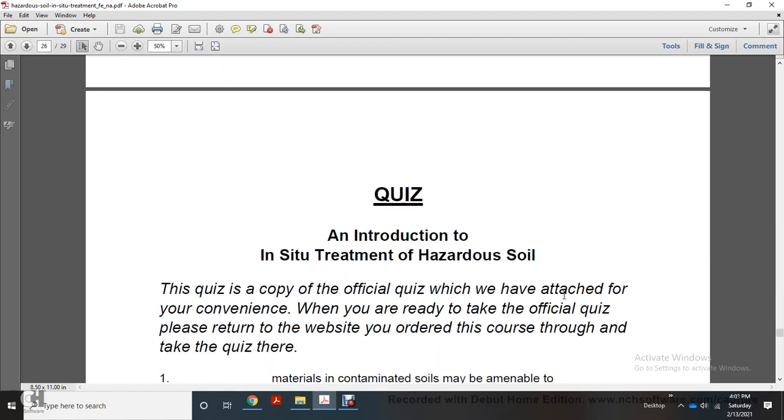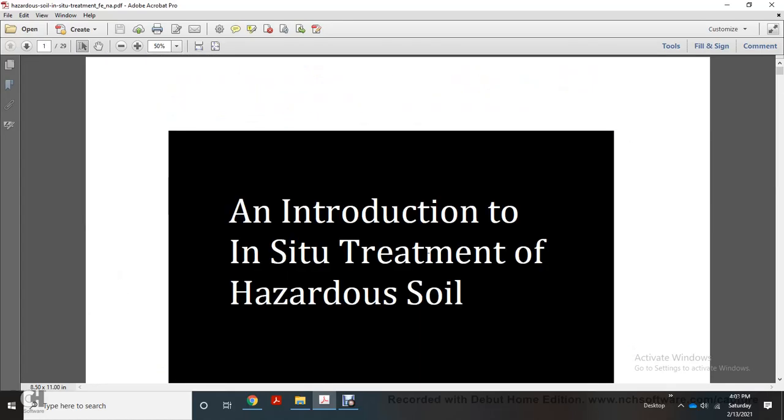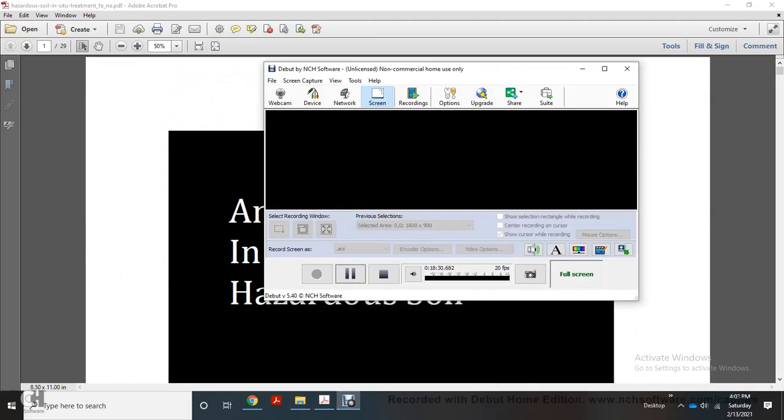And then it goes into the quiz, and that was a quick read through on introduction into treatment of hazardous soils. Testing.